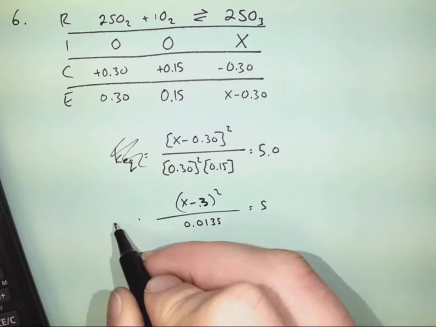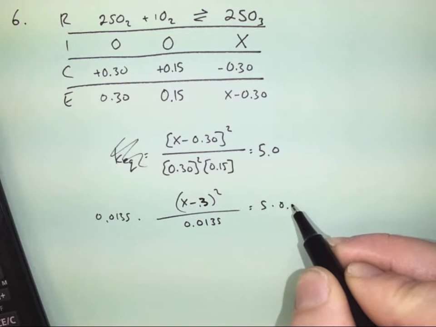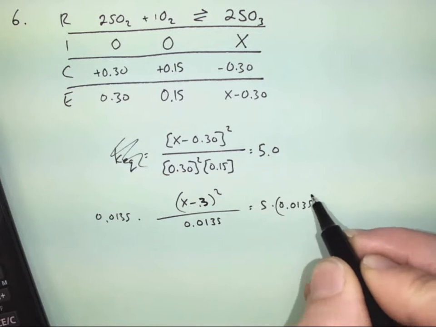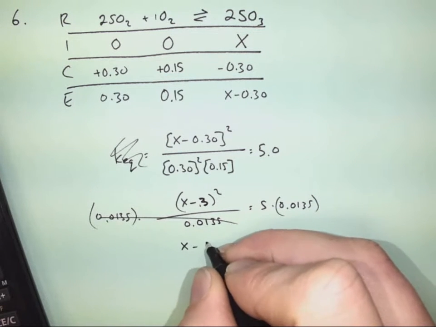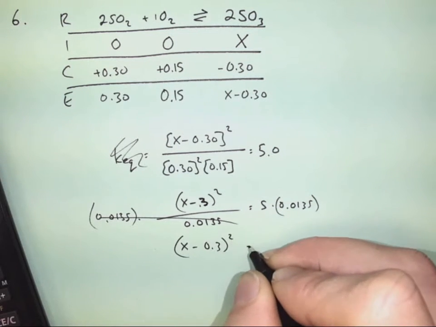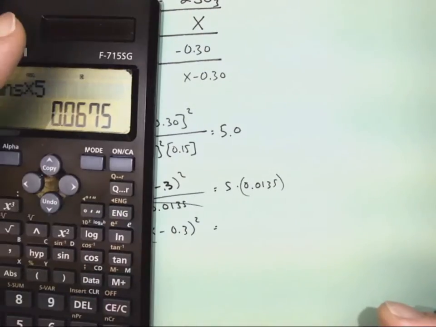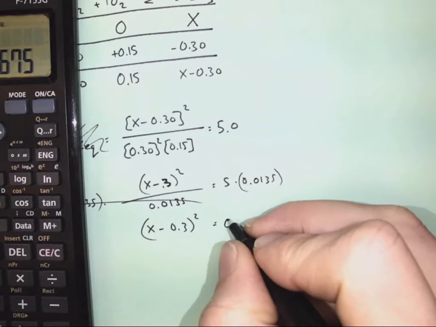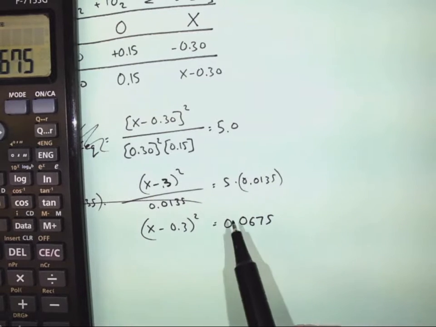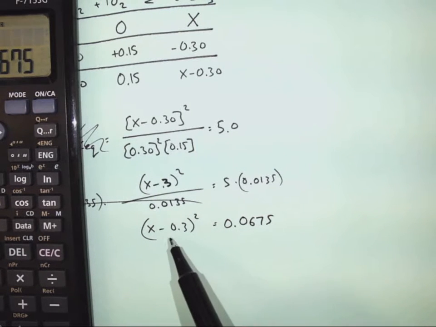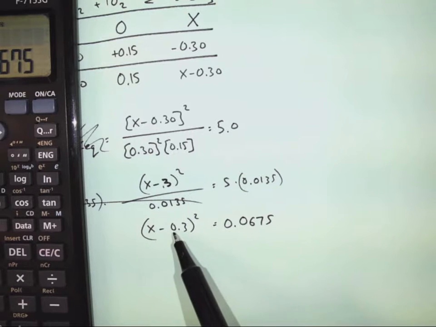So the next thing I want to do is multiply both sides by 0.0135. And I can put brackets around that to indicate what I'm doing. These guys cancel out. I get x minus 0.3 squared, and we're going to multiply that value by 5. We get 0.0675. Now, if you see this enough in math class, you may feel an impulse to expand this binomial.